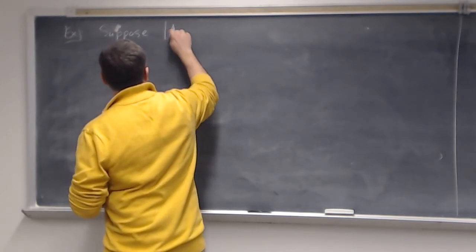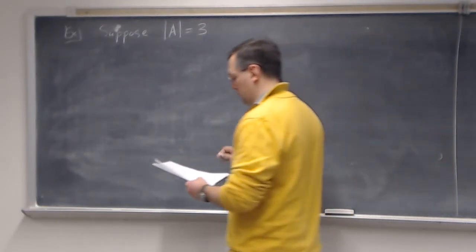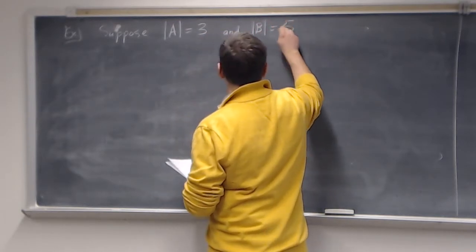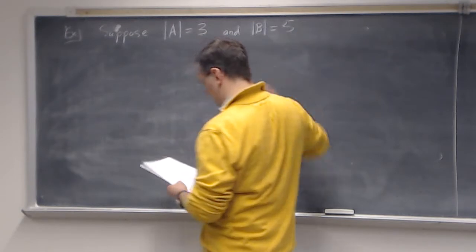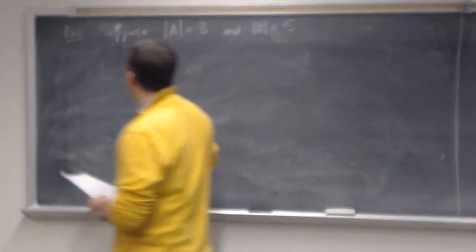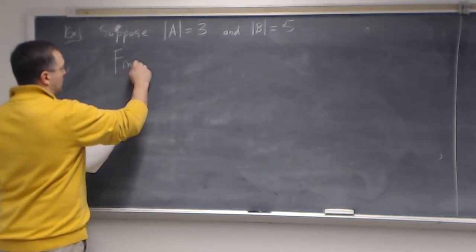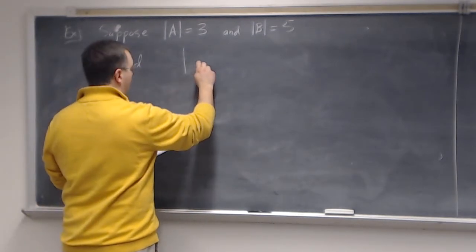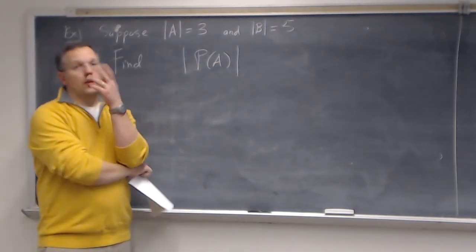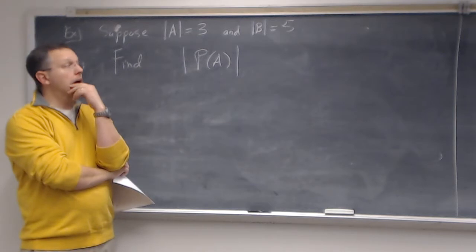Suppose the size of A is 3, so set A has 3 elements, and set B has 5 elements. Find the size of the power set of A. Another way of saying this is, how many subsets does A have? If the size of A is 3, how many subsets does A have?